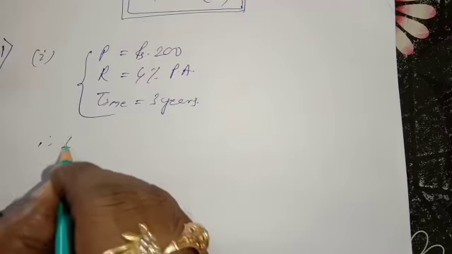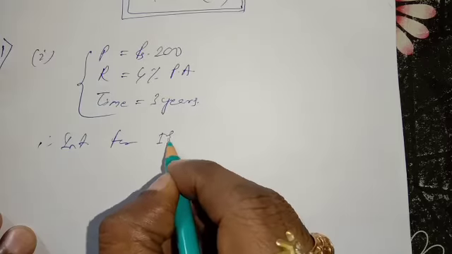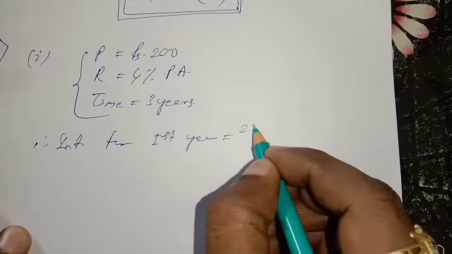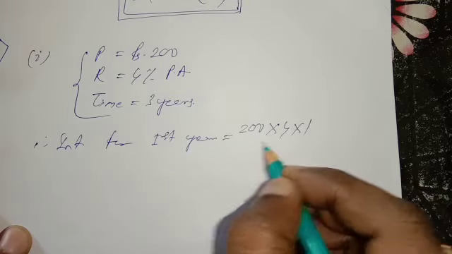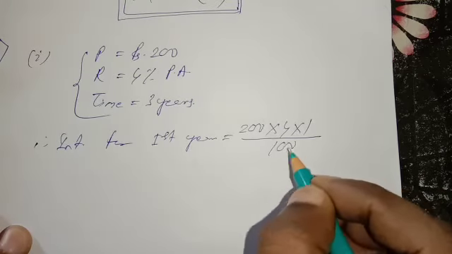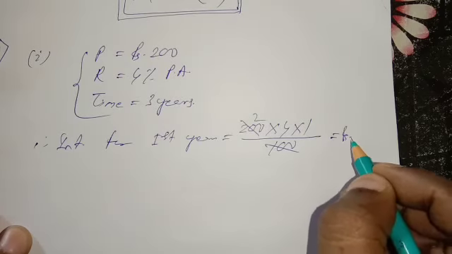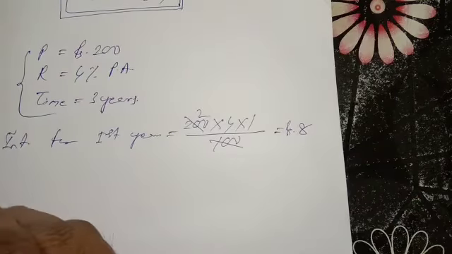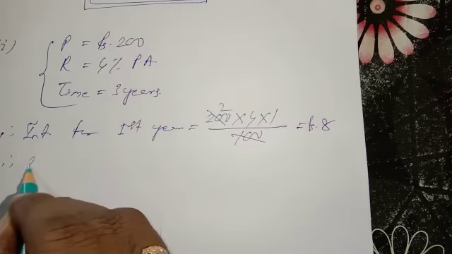Therefore, interest for first year. The formula is what? PRT by 100. P means principal 200, rate 4, time 1, PRT by 100. 2 4s are 8, rupees 8. This is the interest for first year. Therefore, amount after first year.